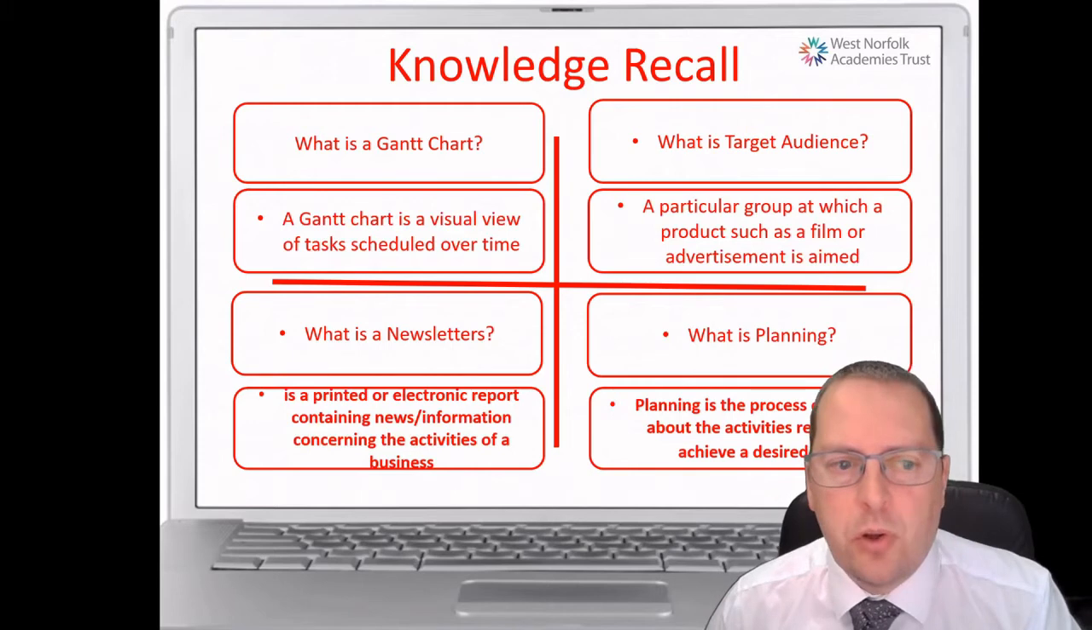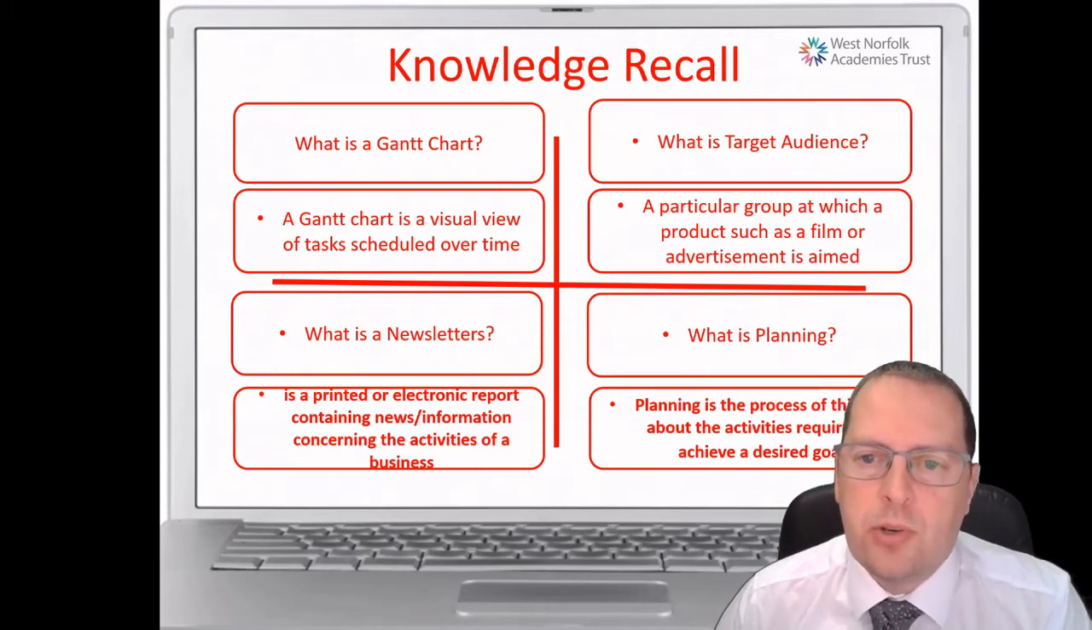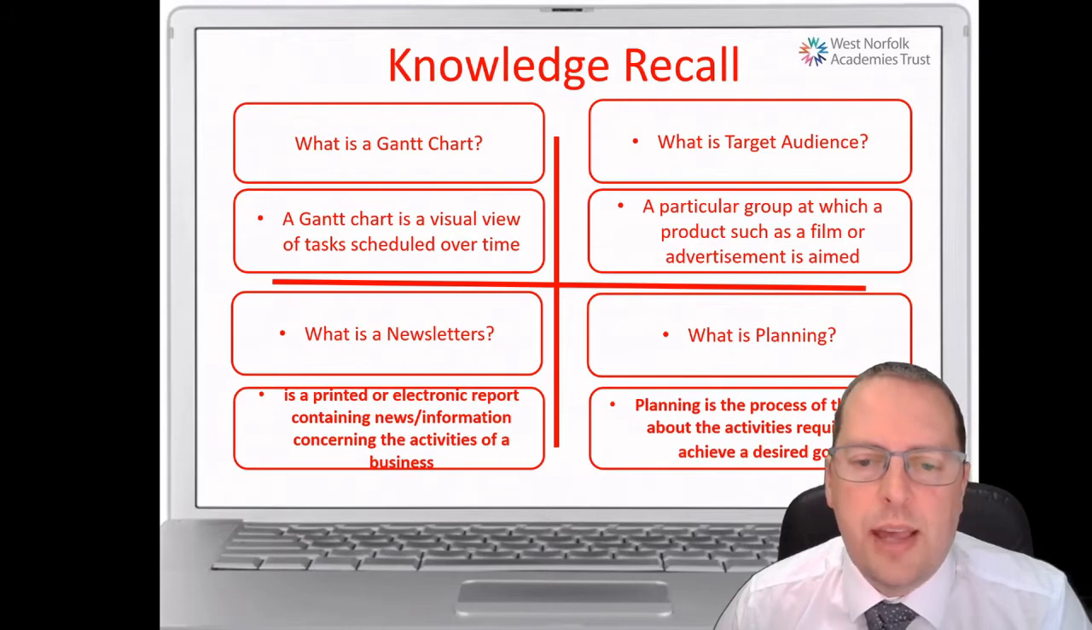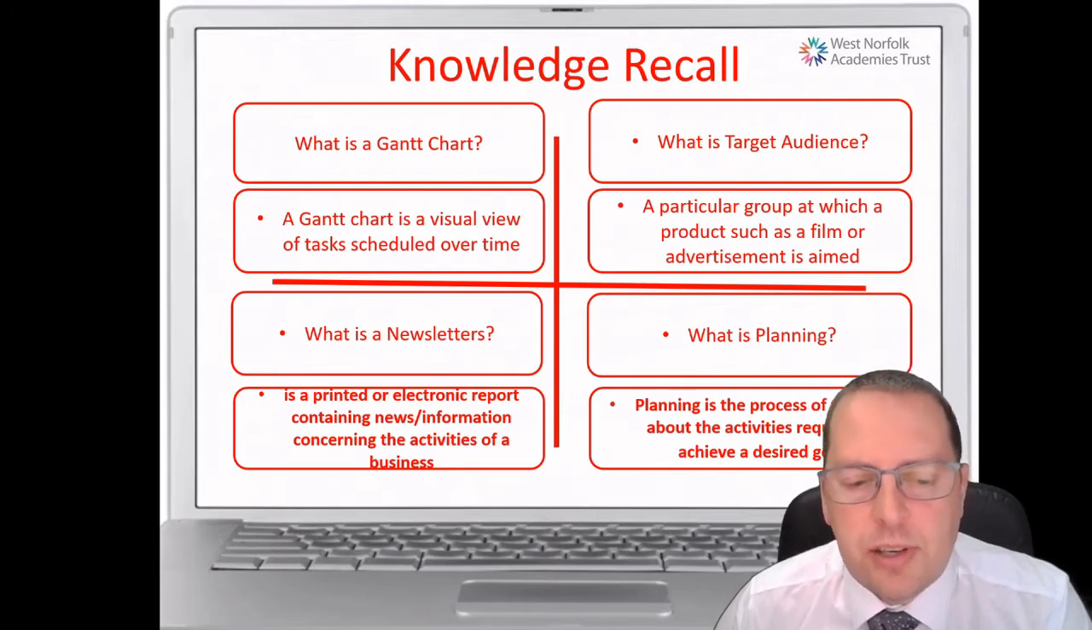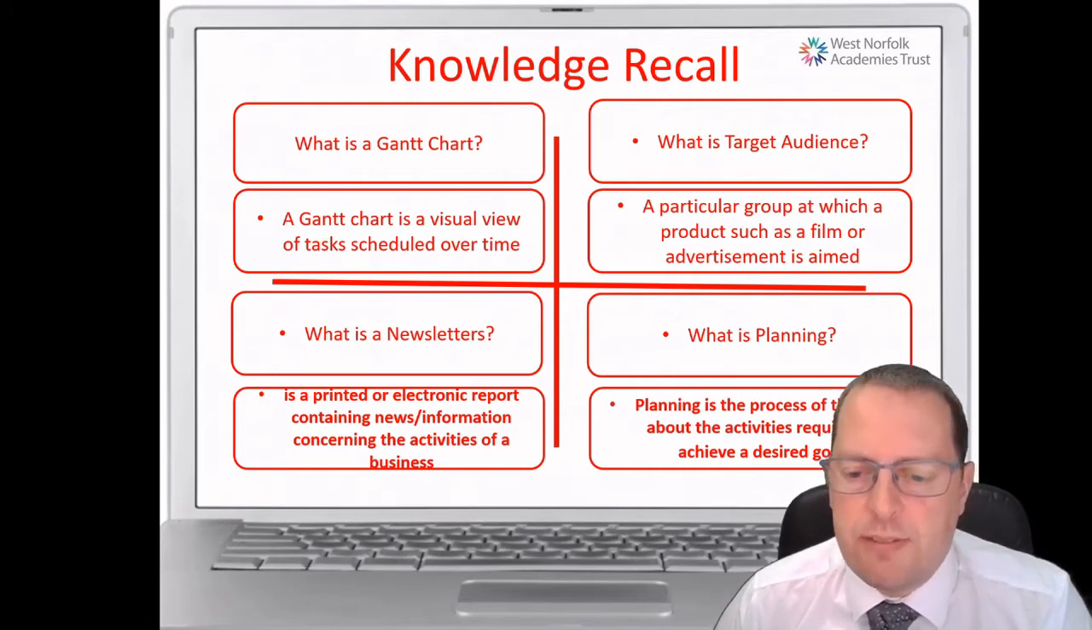Hopefully you've got answers along these lines. So we know that a Gantt chart is a visual view of tasks scheduled over time. Target audience is a particular group at which products such as a film or advertisement is aimed. A newsletter is a printed or electronic report containing news and information. And planning is the process of thinking about the activities required to achieve a desired goal.